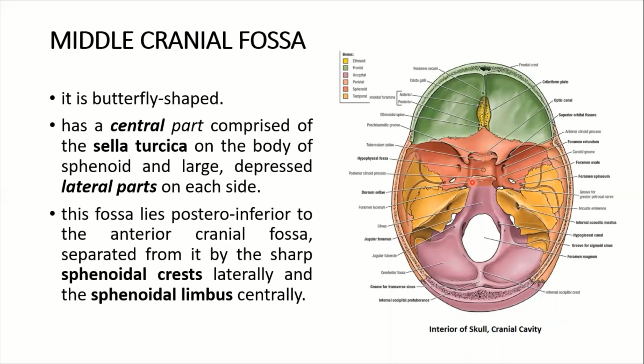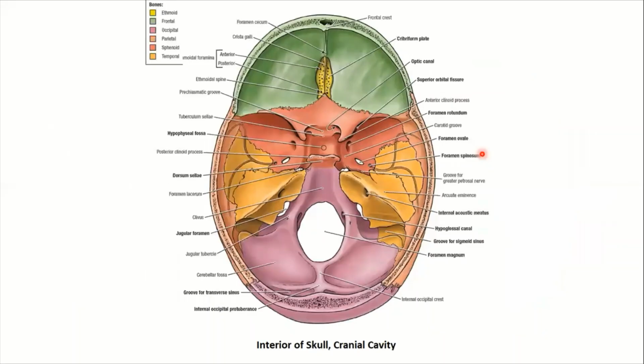So I told you this is butterfly shaped. You see, I trace it quickly. Yes, this is the butterfly shape. It has a central part composed of the sella turcica on the body of the sphenoid and large depressed lateral parts on each side. The fossa lies posterior and inferior to the anterior cranial fossa, which is separated from it by the sharp sphenoidal crests laterally and the sphenoidal limbus centrally. Laterally is the sphenoidal crest, and anteriorly and centrally is the sphenoidal limbus.